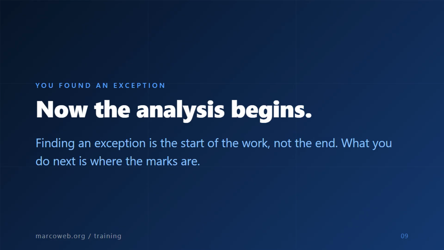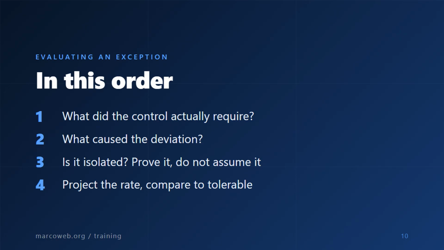Now, you have found an exception. This is the beginning of the analysis, not the end of it, and what you do next is exactly where the marks are. Work it in order. First, establish what the control actually required, because an item that looks like a deviation may have followed a legitimate alternative path, such as a documented emergency change route. Second, establish the cause, because a deviation caused by one person being unaware of the procedure is a different problem from one caused by a system that permits an unapproved deployment.